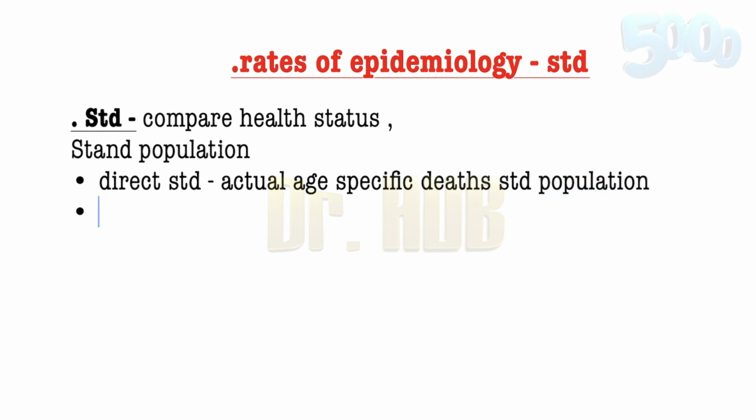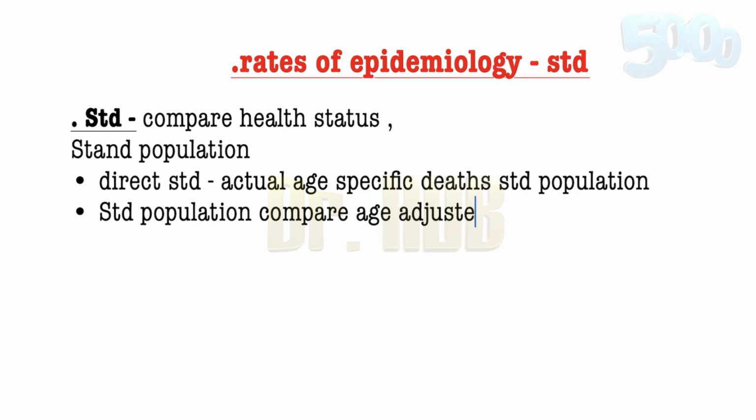Next, the concept is summarized. First is the population of interest. Then you have the age specific mortality rate, which is known. Then you have the standardized population. Once the standardized population is done, then you compare the age adjusted mortality rates.